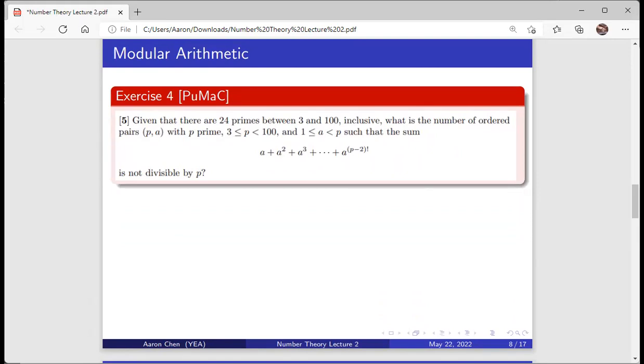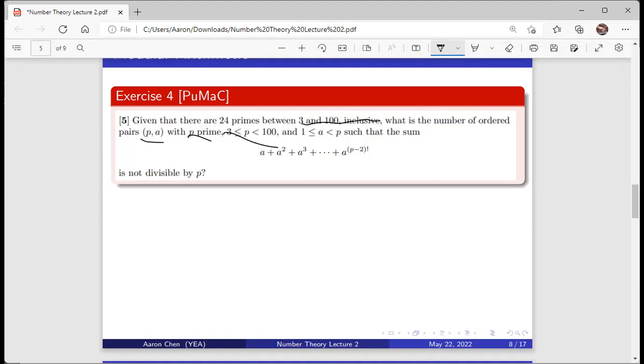So now start going over number 4. Given that there are 24 primes between 3 and 100 inclusive, what is the number of ordered pairs (P, A) with P prime and P between 3 and 100 and A between 1 and P such that this sum is not divisible by P?